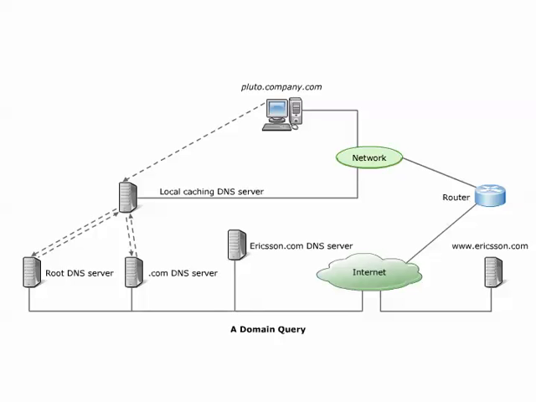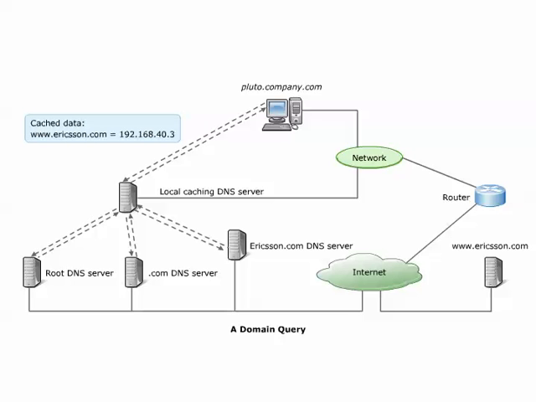The local DNS server now queries the Ericsson.com DNS server for the address of the www.ericsson.com host. The server replies with the current IP number for the web server. The local DNS now has the answer for the host Pluto and replies. The web browser contacts the web server at this IP number and retrieves the web page. During the process, all replies are cached in the local caching DNS server.